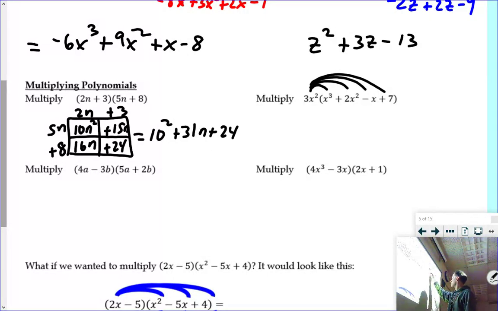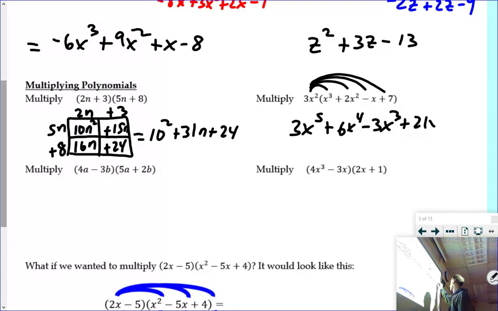So 3x squared times x to the third would be 3x to the fifth. And then 3x squared times 2x squared would be 6x to the fourth. And then 3x squared times negative x, negative 3x to the third. And then 3x squared times 7, 21x squared. And that's all I got to do for those.